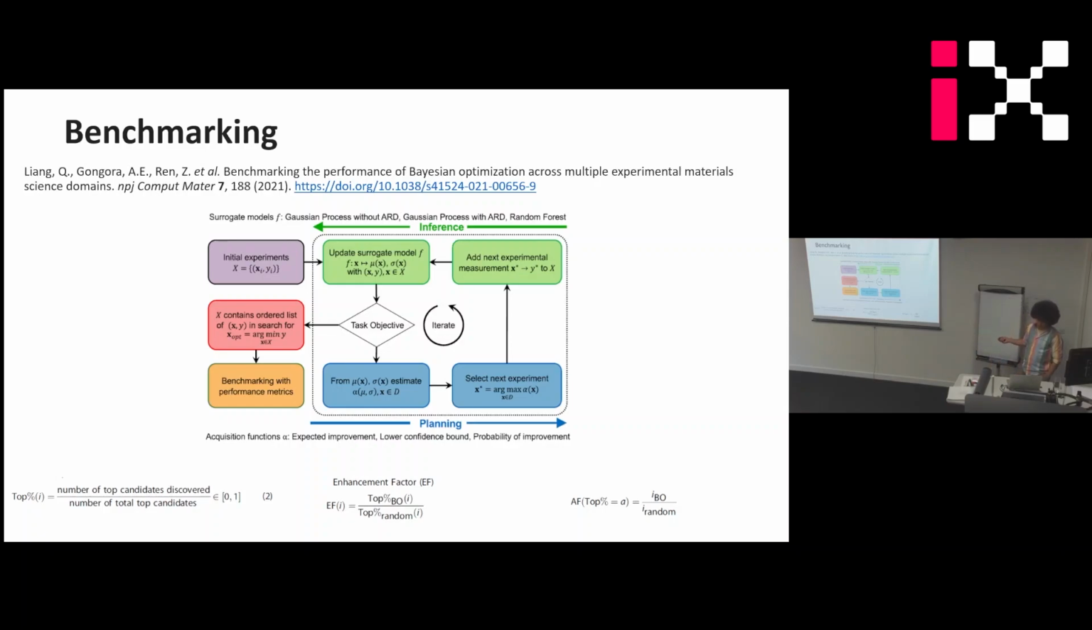And whenever we're talking about benchmark, we need to consider what's the performance metric that we're looking at. The performance metrics that they talked about in this paper would be finding a certain number of the top candidates amongst the total top candidates. So after a certain number of evaluations, how many of the best ones have you found out of the total ones? And then there's the enhancement factor, that is how much you've improved compared to random.